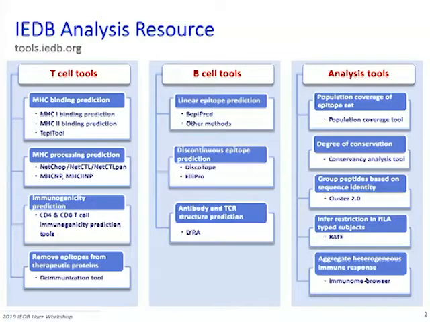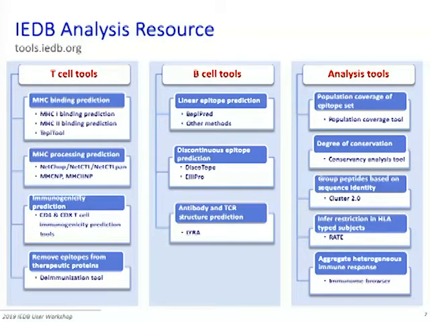these different tools in great detail. Before I go into the details, I want to stress a couple of things. First of all, we have different tools, for example, for the prediction of T cell and B cell epitopes, and there are some analysis tools which help you analyze different peptides and epitopes that you get from your own analysis or your own work or from the IDB.